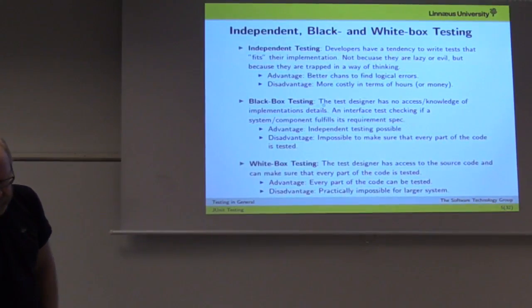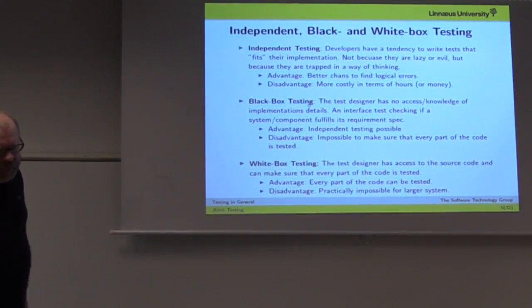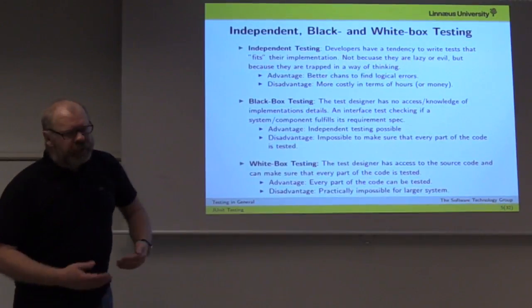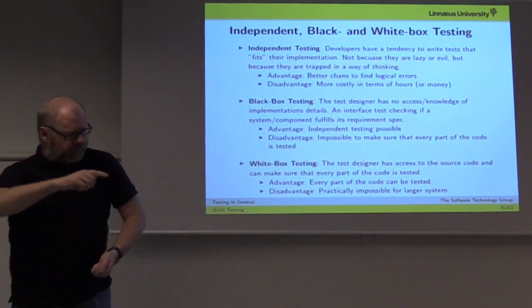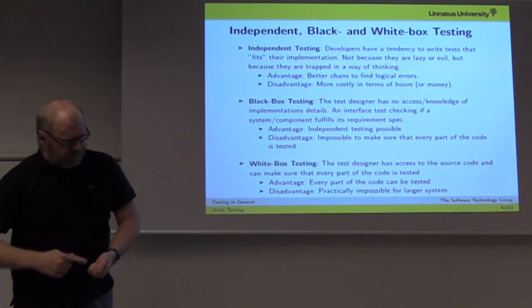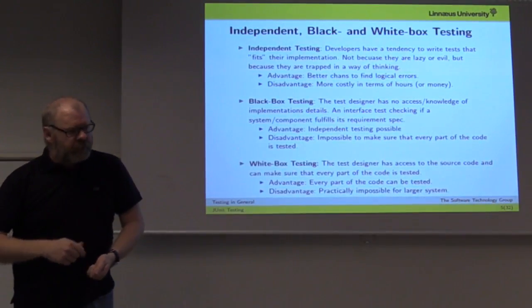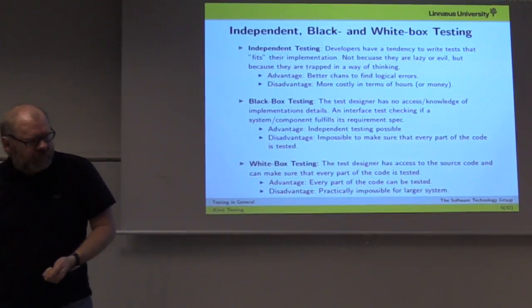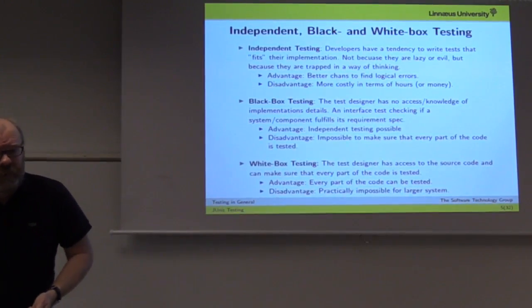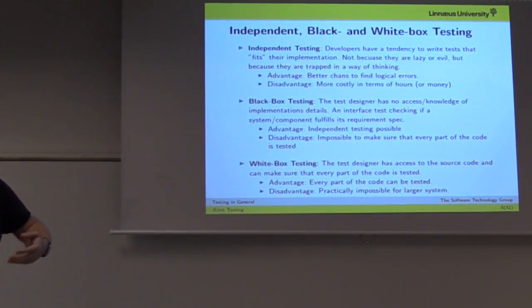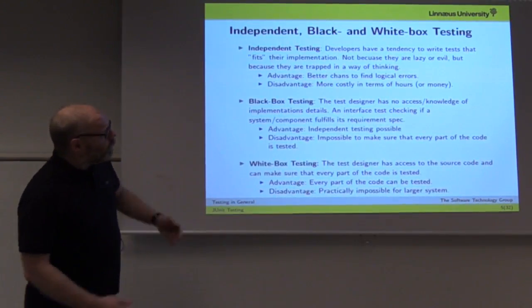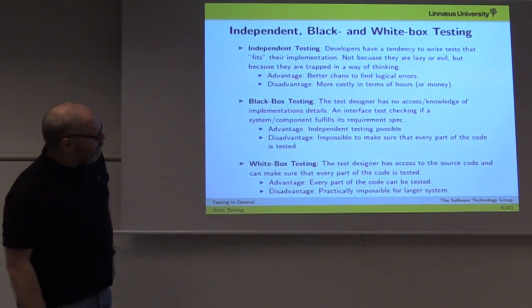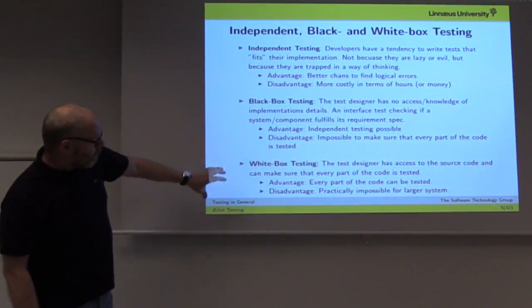Black box testing. We are testing a component without knowing how it's implemented. We have a specification saying that the queue should have the following methods, they should do the following things, and we are testing that the methods fulfill these criteria. We don't know anything about the code, whether it's array-based or linked or whatever. We are just testing the interface in some way. This is called black box testing.